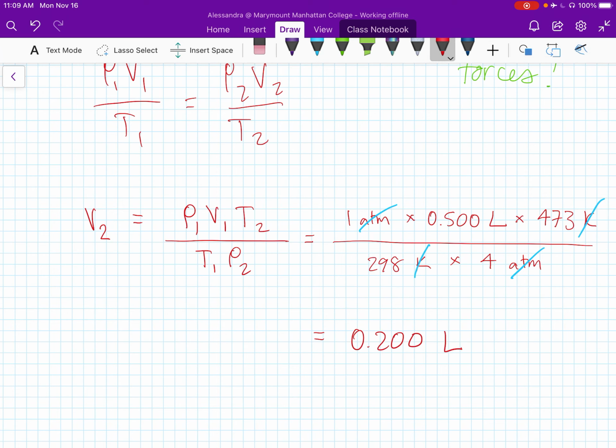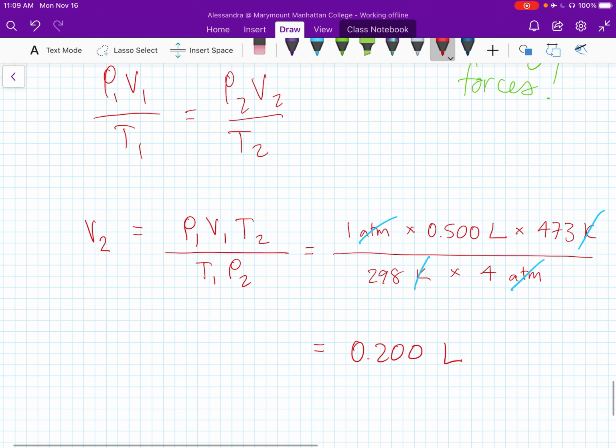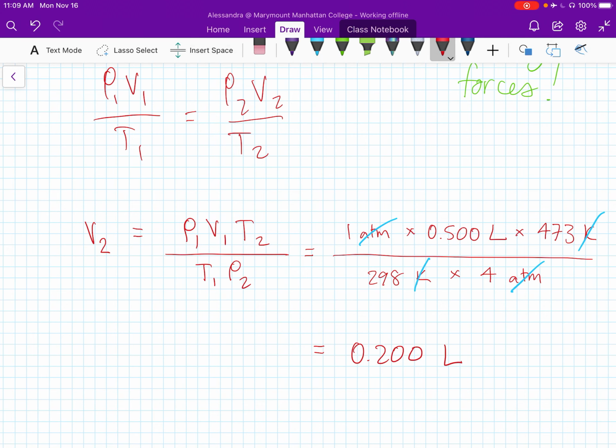So we can see that the volume is actually going down. That means that the pressure is going to be the dominant force here. Basically, pressure wins, but it's not winning as much as it would have if there hadn't been the temperature change. So there you go. That is the combined gas law.